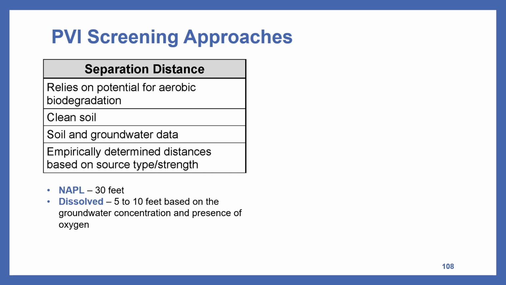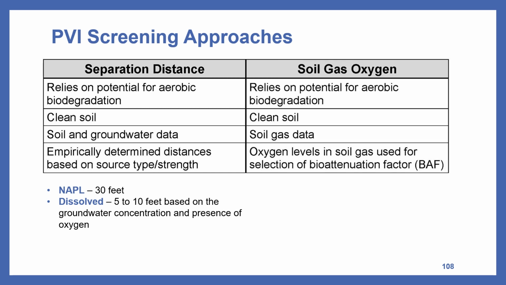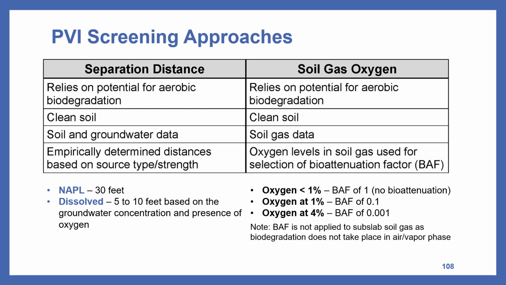The other approach is called the soil gas oxygen approach, and it relies also on the potential for aerobic biodegradation. Similarly, it requires clean soil between the impacted media and receptor, and it primarily uses soil gas data where the soil gas samples are analyzed both for petroleum hydrocarbons as well as fixed gases, oxygen, carbon dioxide, and methane. Then the oxygen levels in soil gas are used to select a bioattenuation factor, or BAF, that is used in conjunction with the base attenuation factor. For situations where oxygen is less than 1%, you basically get no bioattenuation adjustment, so a BAF of 1.